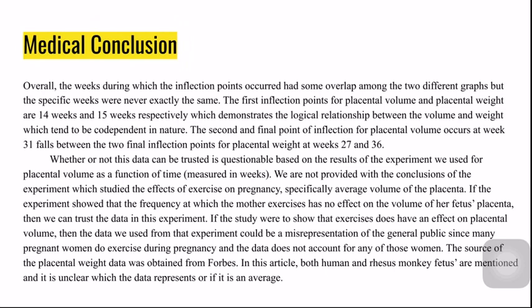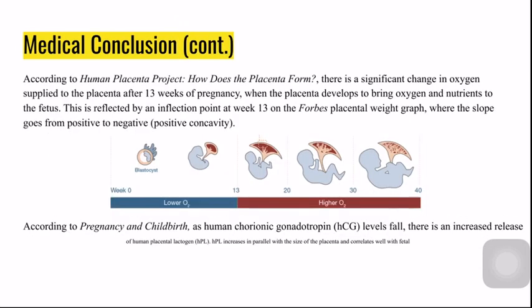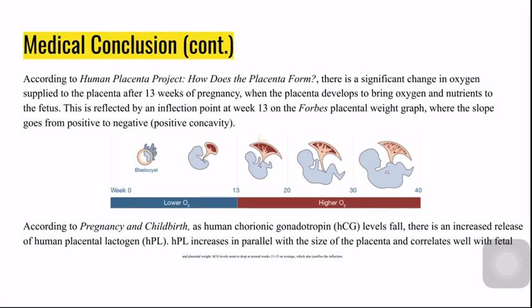According to Pregnancy and Childbirth, as human chorionic gonadotropin levels fall, there's an increased release of human placental lactogen. HPL increases in parallel with the size of the placenta and correlates well with fetal and placental weight. HCG levels seem to drop at around weeks 13 through 15 on average, which also justifies the inflection point at this time.